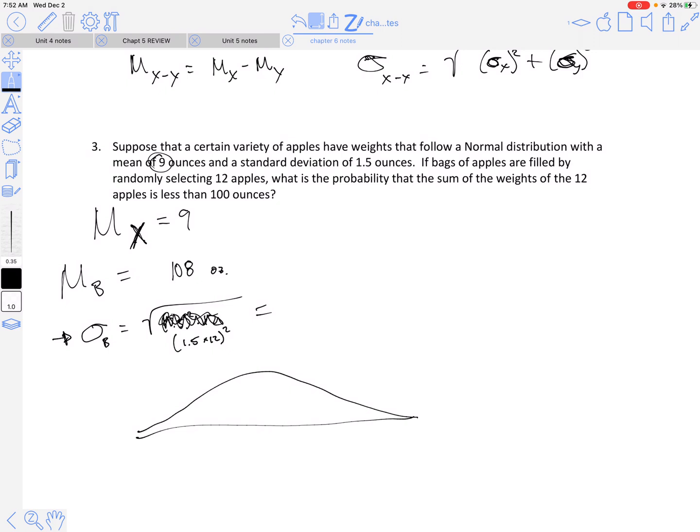So I will talk about this some more, but what is the probability that the sum of the weights of the 12 apples is less than 100 ounces? So we know that for each bag we expect it to weigh 108 ounces, and then we'll have our standard deviation, we'll put that there, and then we'll use the calculator to find less than 100 ounces. We'll find that area under that curve. So we'll finish that up. This is kind of where we ended, and then the bell rang, so I'm going to stop there.